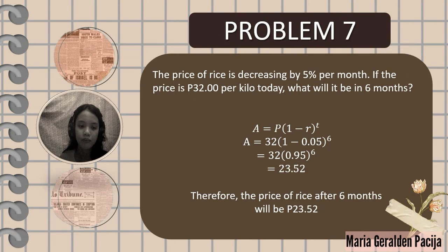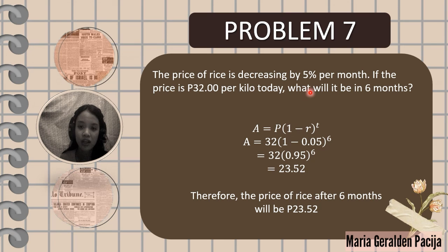Now for problem number 7, conversely, a real-life quantity can decrease by a percentage over a period of time. The final amount can be modeled by the equation A is equal to P times the quantity 1 minus r raised to the power of t, where A is the final amount, P is the initial amount, r is the rate by percentage, and t is the time, which would be in years. And 1 minus r is the decay factor.